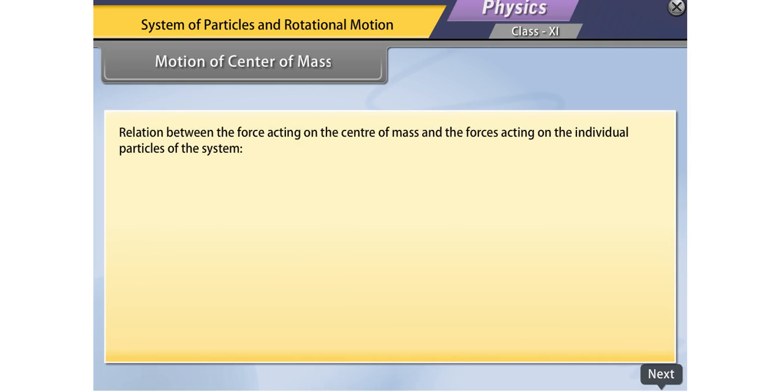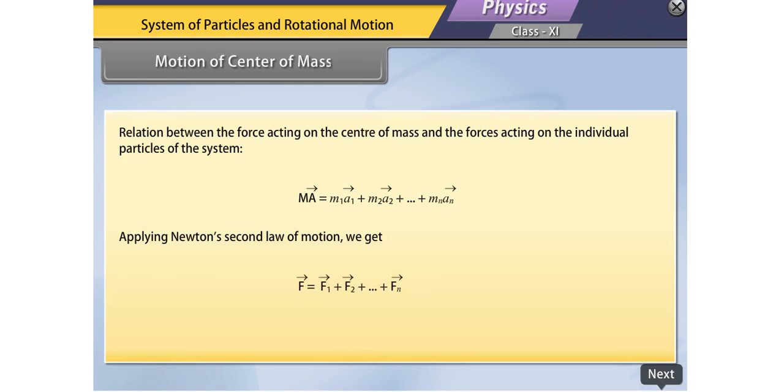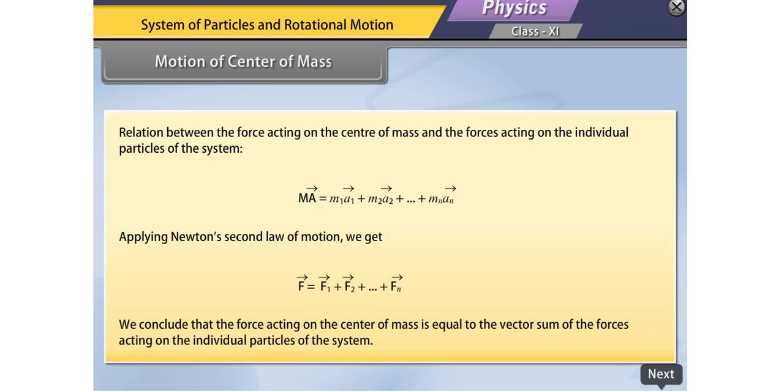Relation between the force acting on the center of mass and the forces acting on the individual particles of the system. ma vector is equal to m1 a1 vector plus m2 a2 vector plus so on till mn an vector. By applying Newton's second law of motion in the above equation, we get F vector is equal to F1 vector plus F2 vector plus so on till Fn vector. We conclude that the force acting on the center of mass is equal to the vector sum of the forces acting on the individual particles of the system.